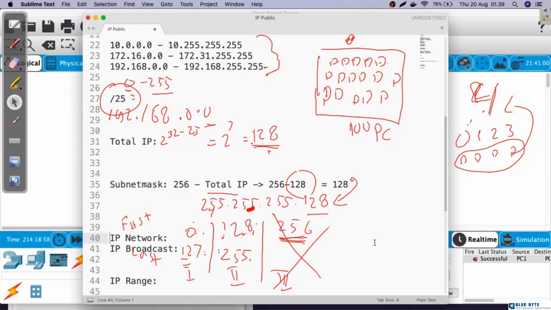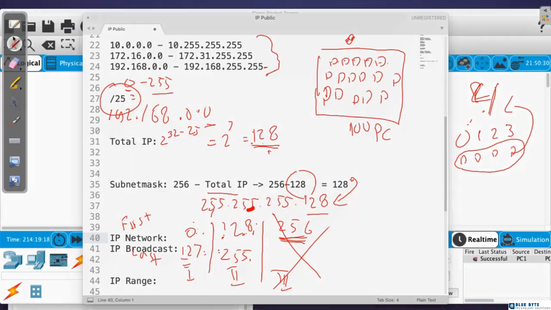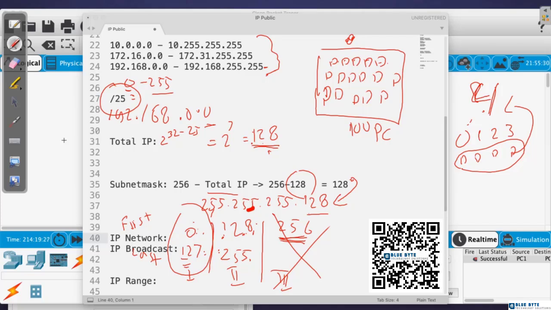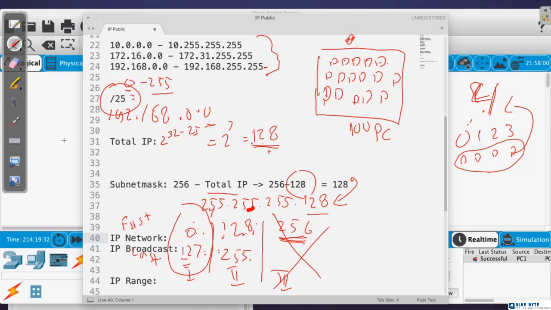In the previous video, we already learned how to find network IP and broadcast IP. Now, in this video, we are going to learn the last thing, which is IP range. But before we start learning about IP range, first we need to determine which block subnet we are going to use. In this case, we are going to use the first block subnet, which is 0 until 127. Okay, now you need to remember that network IP and broadcast IP can never be used.